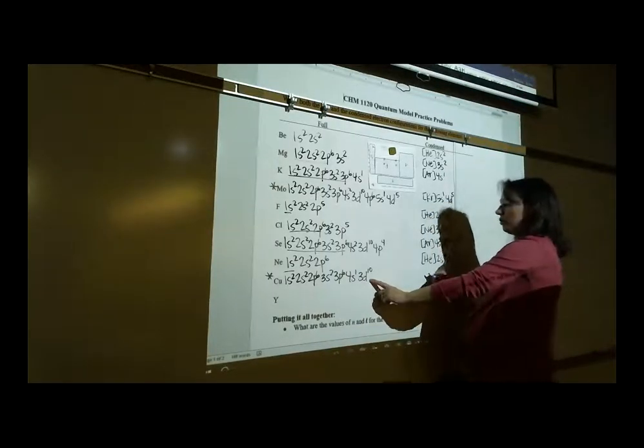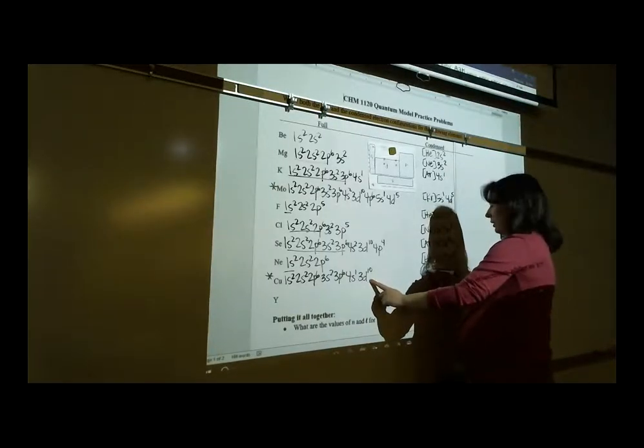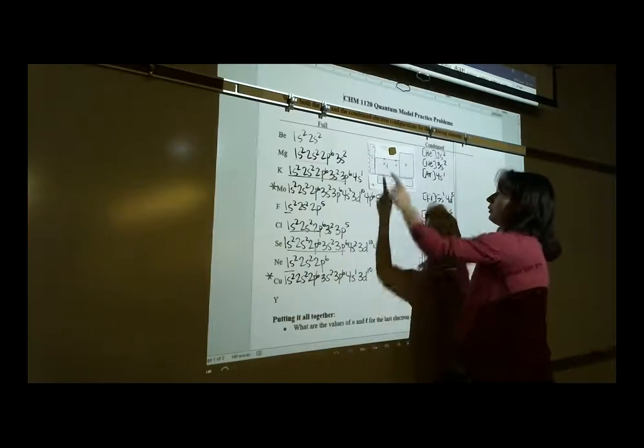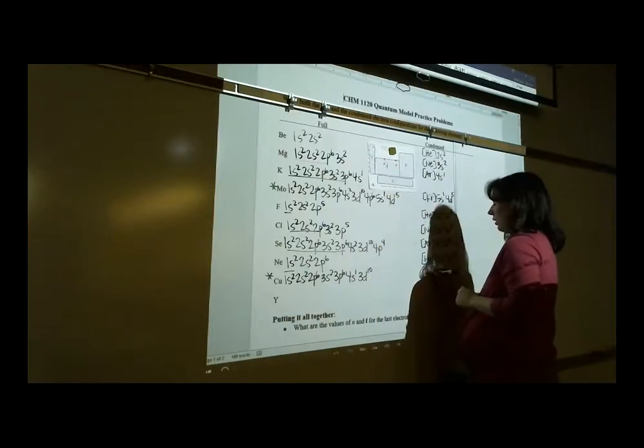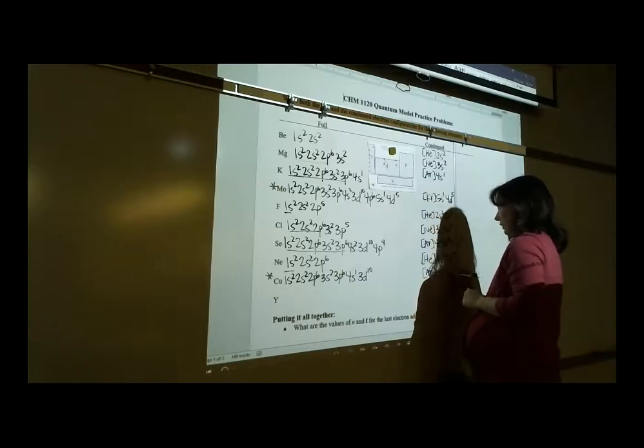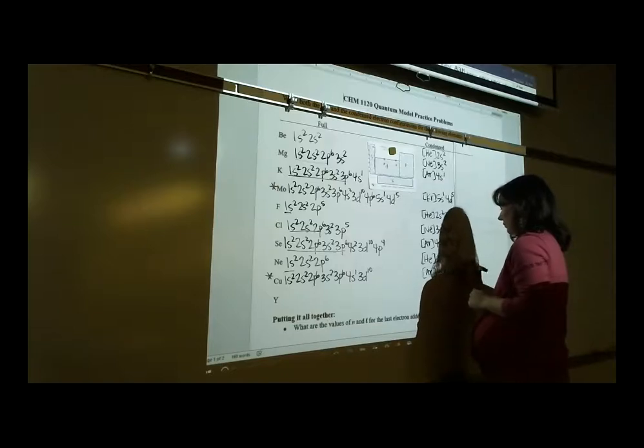Okay, so to do this in shortcut notation, that would be copper: go up a row to the end, argon, 4s1, 3d10.